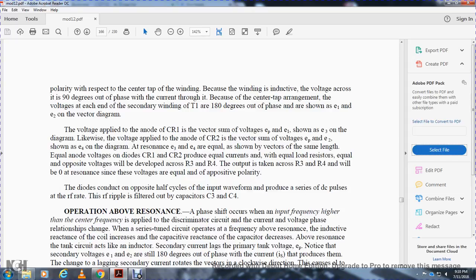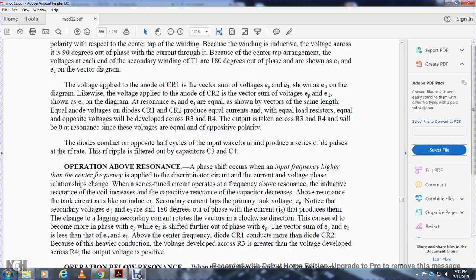At resonance, voltage 3 and voltage 4 are equal, as shown by the vectors of the same length. The equal anode voltages of diodes 1 and 2 produce equal currents through the equal load resistors. Equal and opposite voltages will develop across resistors 3 and 4. The output, taken across resistors 3 and 4, will be zero at resonance, since the voltages are equal and of opposite polarity. The diodes conduct on opposite half cycles of the input waveform, producing a series of DC pulses with a radio frequency ripple, which is filtered out by capacitors 3 and 4.